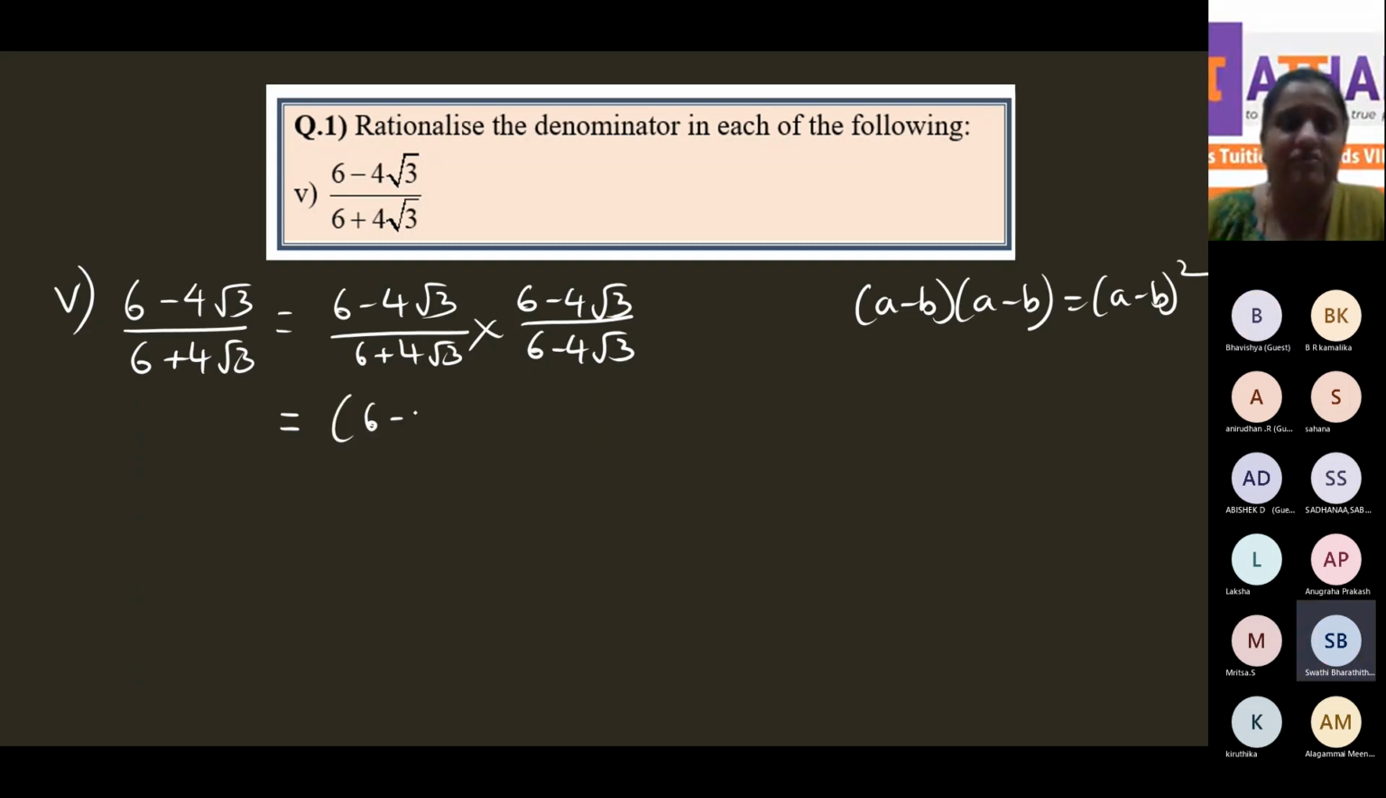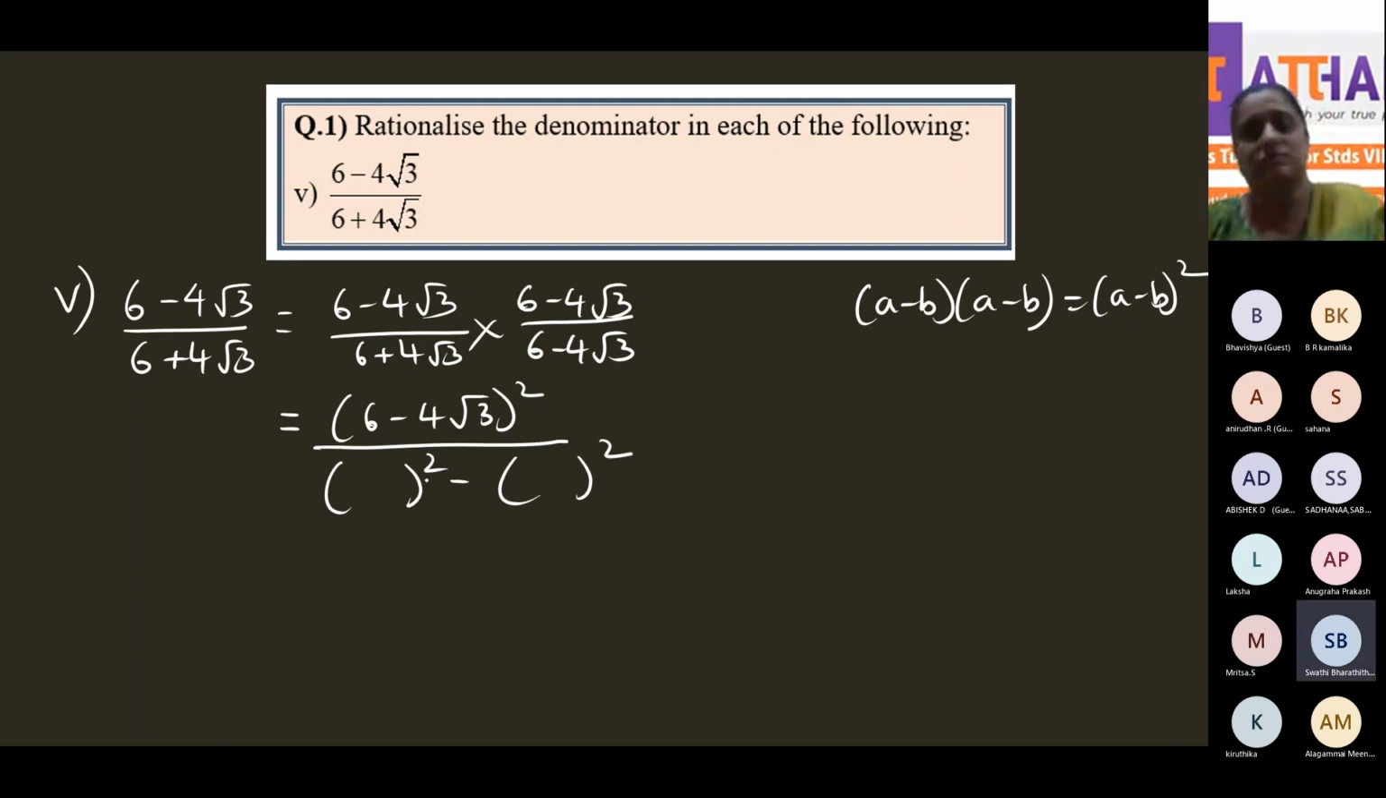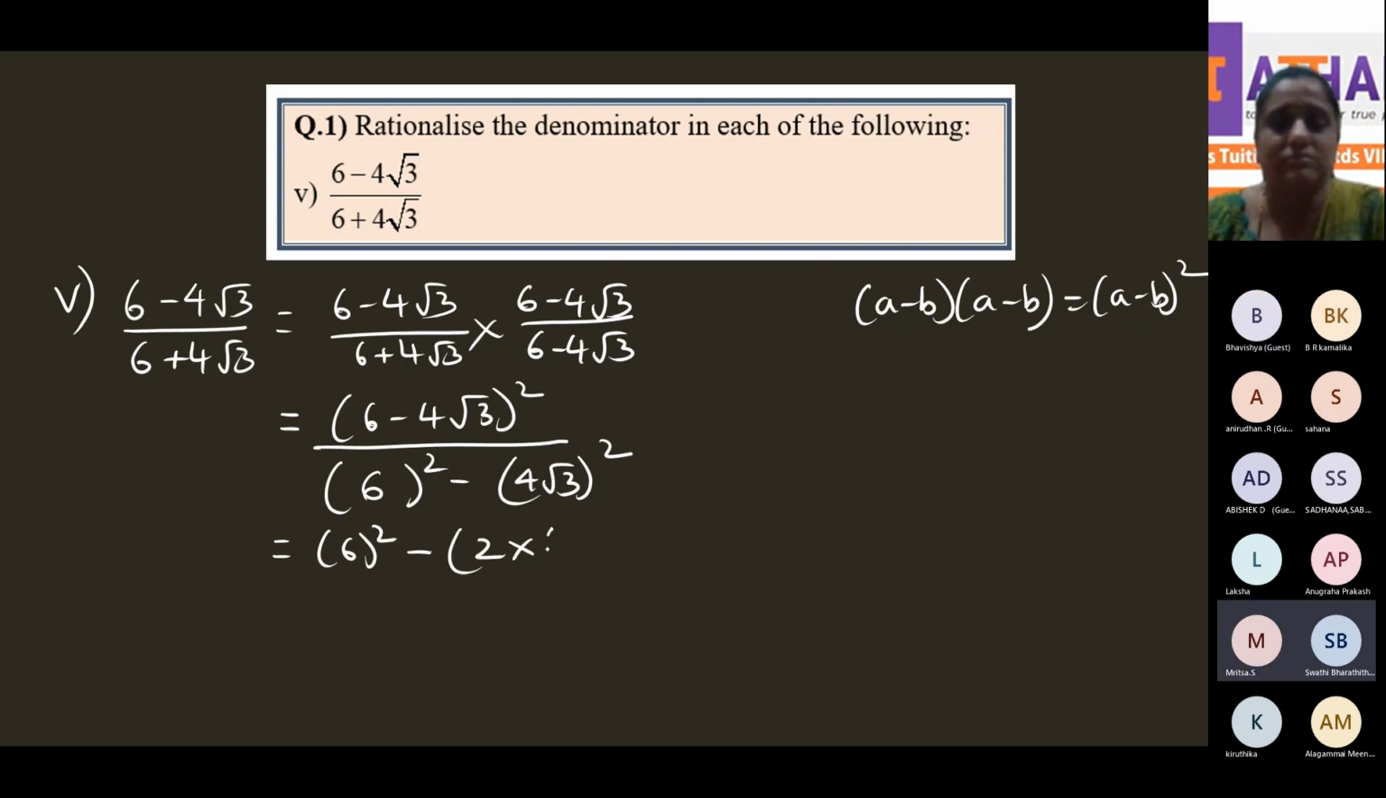So it will be 6 minus 4 root 3 the whole square divided by, what is the denominator like? A plus b into a minus b. So the answer is, class? 6 square minus 4 root 3 square, ma'am. Very good. Now simplify the numerator. How do you expand a minus b the whole square? 6 square minus 2 into 6 into 4 root 3, plus 4 root 3 the whole square.